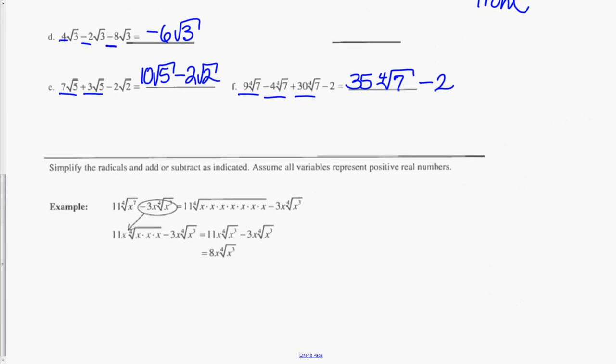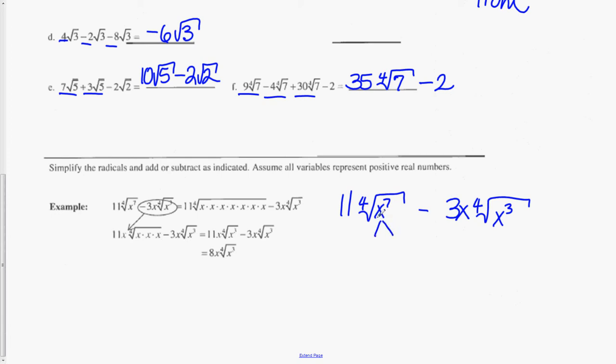Now, what if we don't have like roots to begin with? In this example, I'm going to do it kind of like I would have done it, which is a little bit different from their explanation. They've got 11x fourth root of x to the 7th minus 3x fourth root of x cubed. All right, so I look at each of these. They don't match. I've got an x to the 7th under one and an x cubed under the other. But I'm going to look and see if I can simplify.